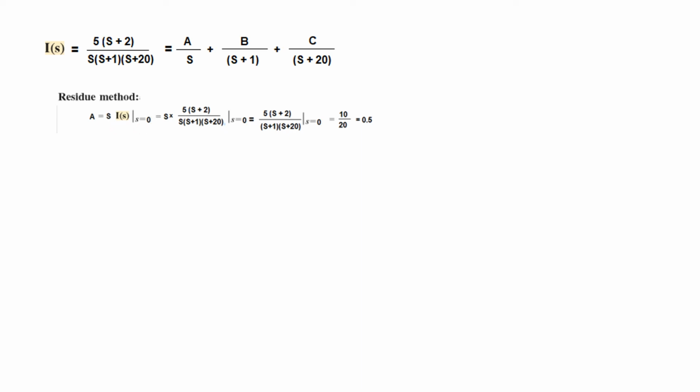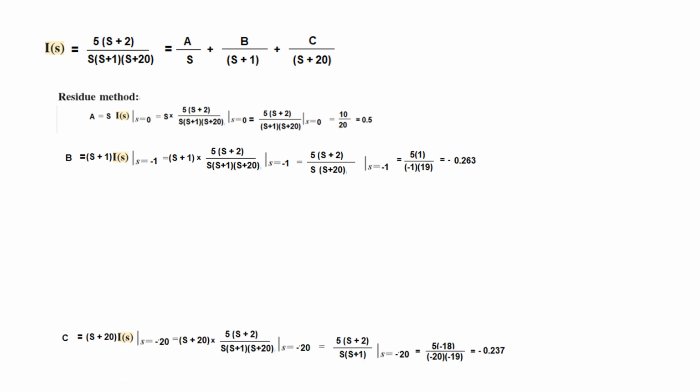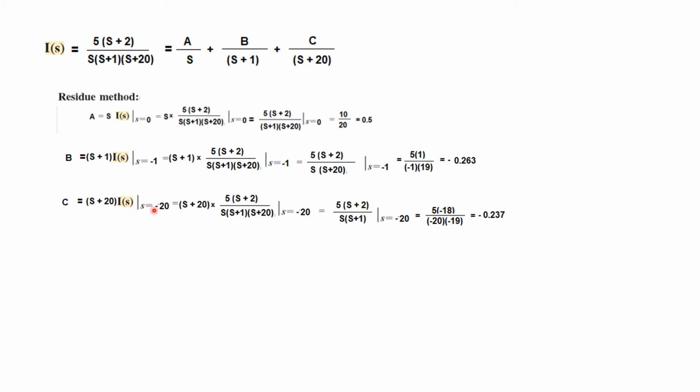s times Is, s equal to 0 is the condition. Putting the value of Is, s and s cancel, so we get this term. Putting s equal to 0, this becomes 0, this becomes 0, this becomes 0. So we get 10 on the top and 20 at the bottom, and the value of A is 0.5. Similarly, for B, we now multiply by s plus 1, and the condition will become s plus 1 equal to 0, that means s is equal to minus 1. Putting the value of s equal to minus 1, we get the answer of minus 0.263. I'll recommend that you pause the video and solve all these steps yourself. In the same way, the value of C comes to be minus 0.237.